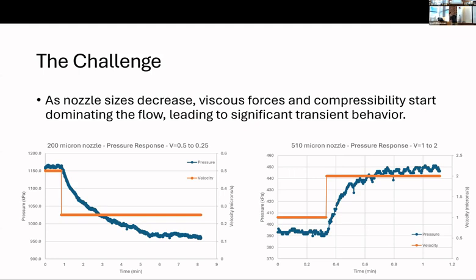In these example plots that are a little bit hard to see, on the left with a 200 micron nozzle, it takes about 7 minutes to respond to halving the speed of the plunger. And on the right, it takes about 1 minute to respond on a 510 micron nozzle to doubling the speed of the plunger. And obviously these are not one-to-one, this is not the same velocity due to very different pressure relationships with different nozzle sizes.